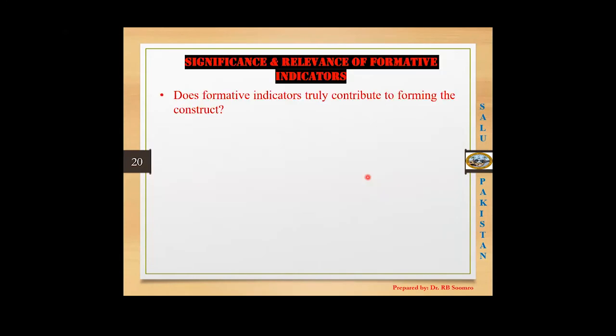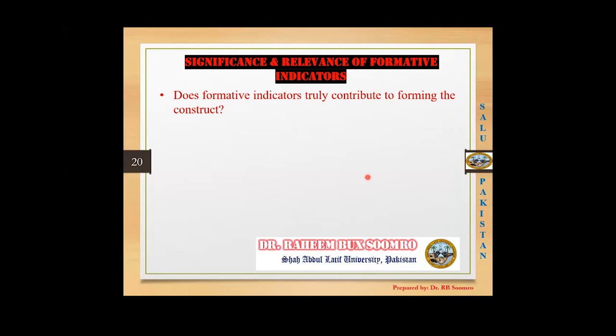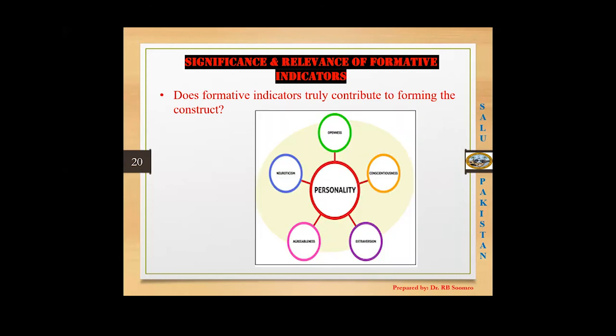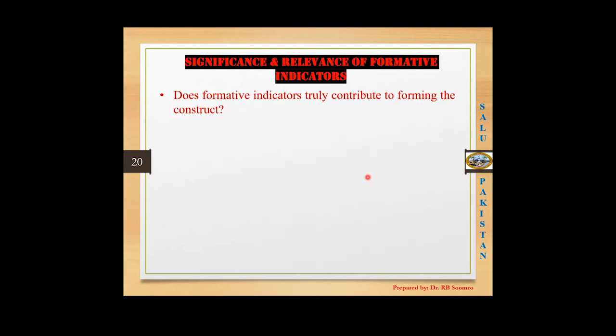Assess significance and relevance of formative indicators. How to assess? Does the formative indicator truly contribute to the formative construct? Are you sure that the indicators of that construct truly contribute to that construct or not? For example, here is a personality construct. In the personality construct, different indicators are there. Are you sure all these indicators sufficiently contribute to this formative construct? That means they are contributing in varying the personality of the respondent or not.